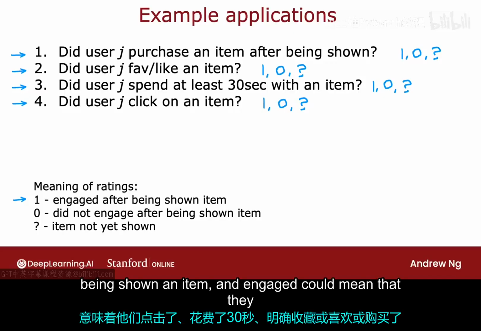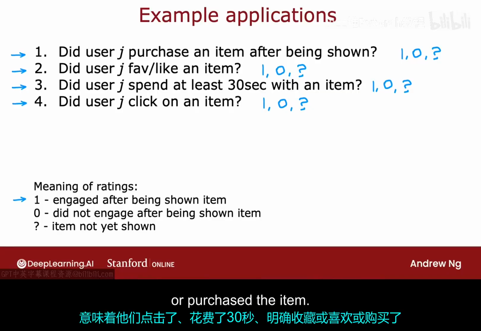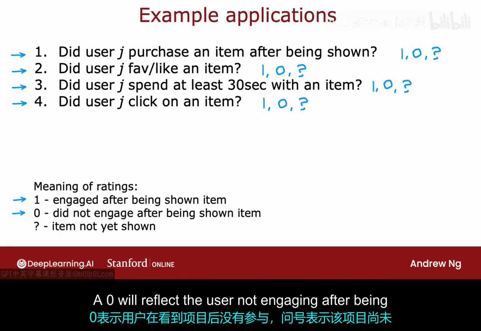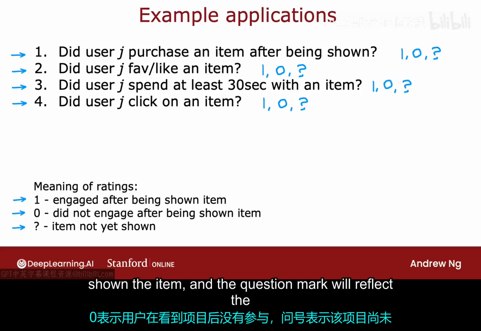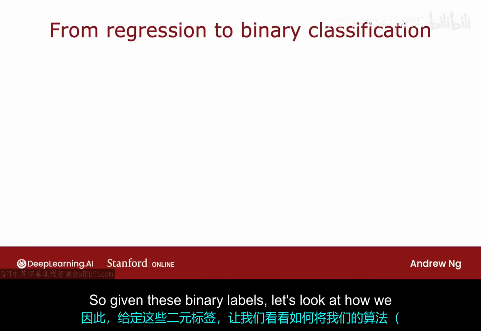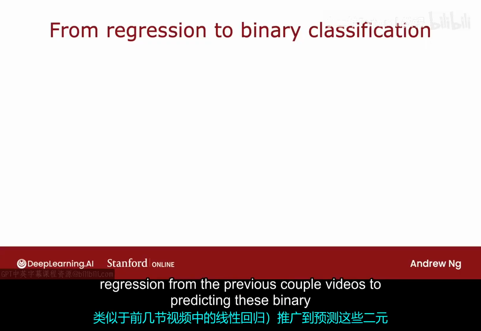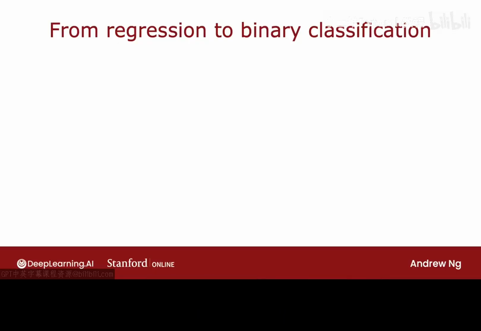And engaged could mean that they clicked, or spent 30 seconds, or explicitly favorited or liked or purchased the item. A 0 will reflect the user not engaging after being shown the item, and the question mark would reflect the item not yet having been shown to the user. So, given these binary labels, let's look at how we can generalize our algorithm, which is a lot like linear regression from the previous couple videos, to predicting these binary outputs.